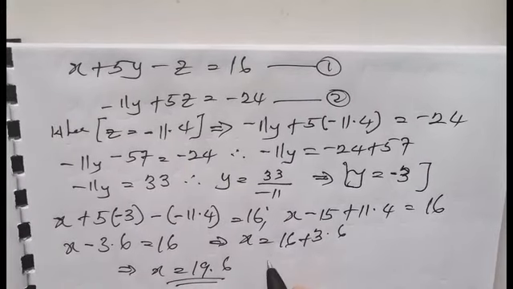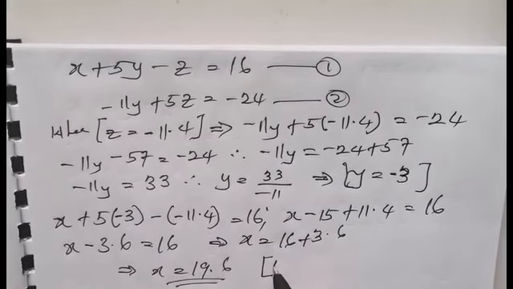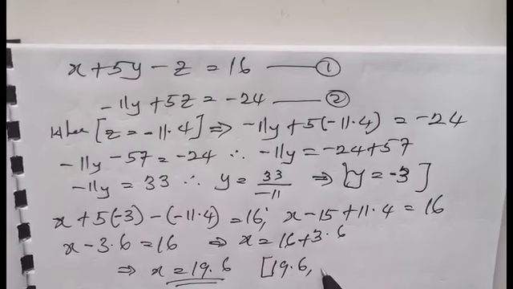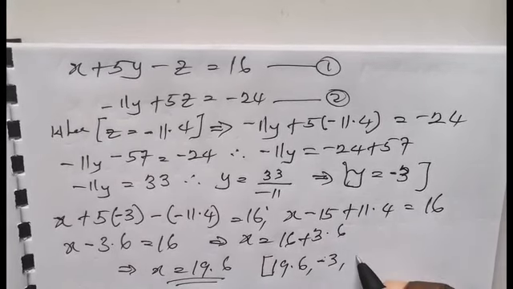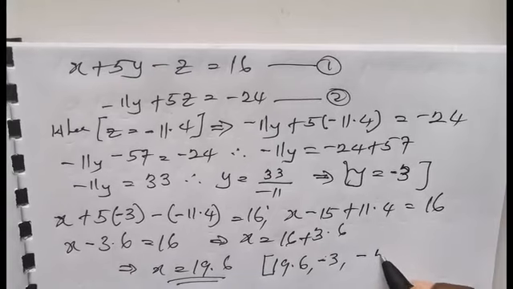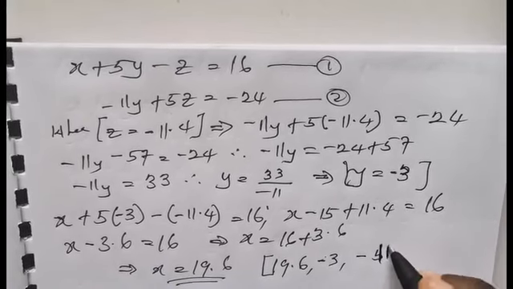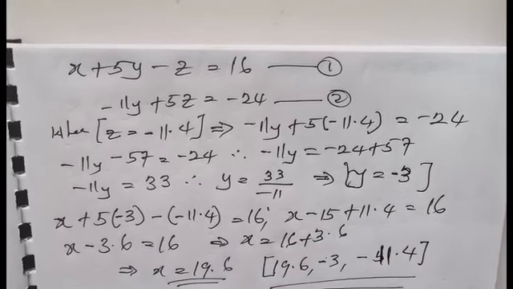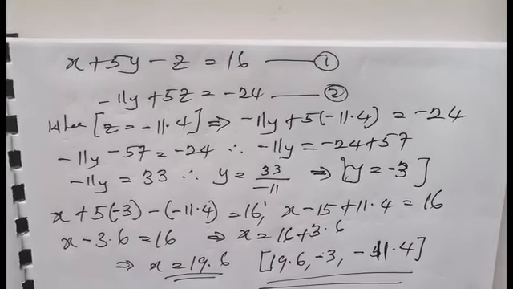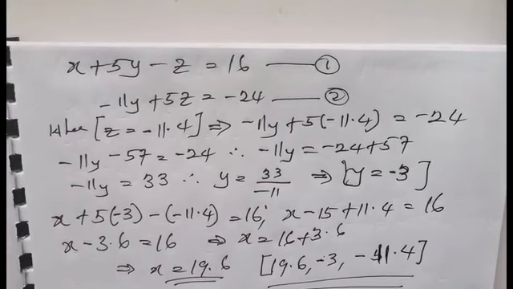All right, so the values for the system are 19.6 for x, negative 3 for y, and negative 11.4 for z. All right, so that's the answer to the system of equations using the Gauss elimination method.